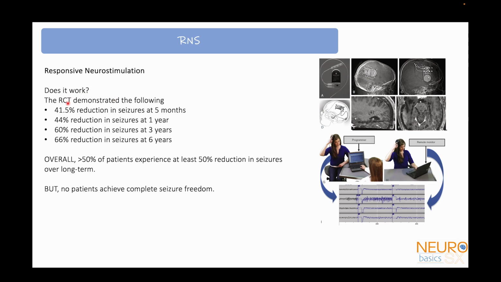Now, does it work? The RCT, which was published in 2011, found that there was a 41% reduction in seizures at 5 months, and as we go on with time, the seizure reduction rates increase. Overall, with RNS, you can expect that more than 50% of patients will experience at least a 50% reduction in seizures over the long term. But it is very clear that no patient will achieve complete seizure freedom. Seizures will reduce significantly, but seizure freedom will not occur.